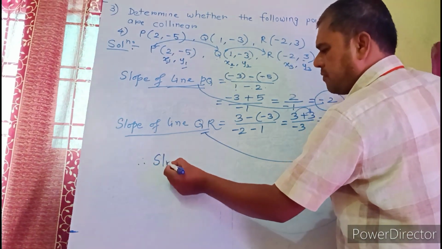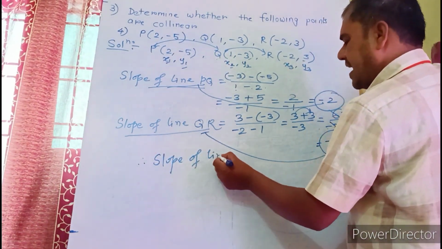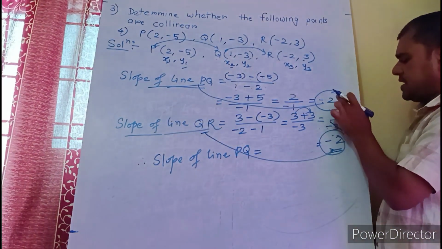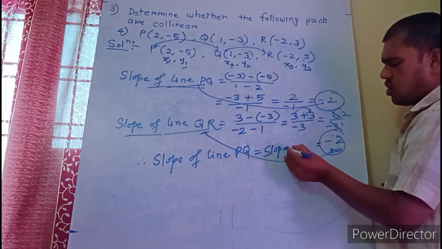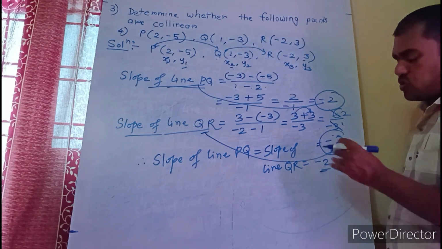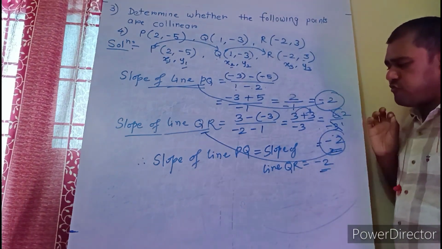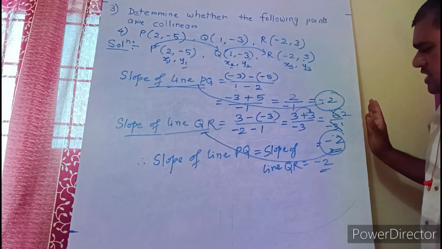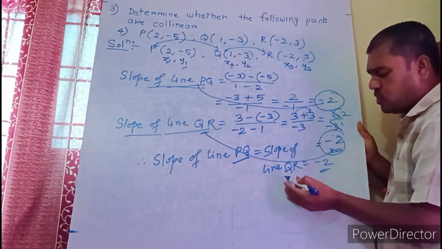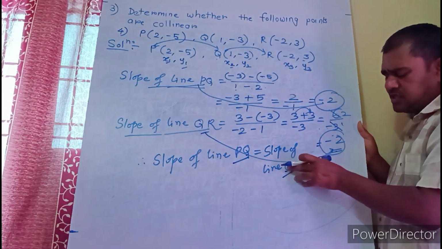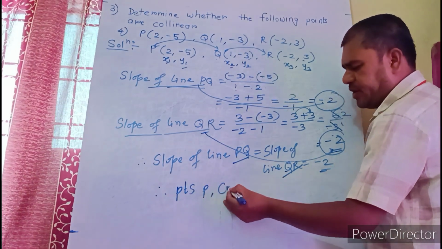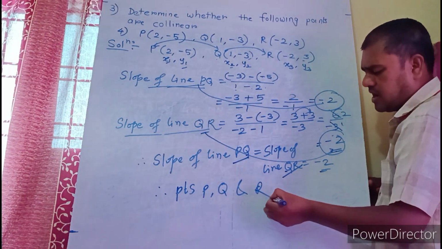Therefore, slope of line PQ is equal to slope of line QR, which is equal to minus 2. Both the slopes are equal, and that is minus of 2. Therefore, observing, we see that the point Q is lying on both the lines. It is lying on the line PQ. At the same time, it is lying on the line QR. Therefore, points P, Q and R are collinear.